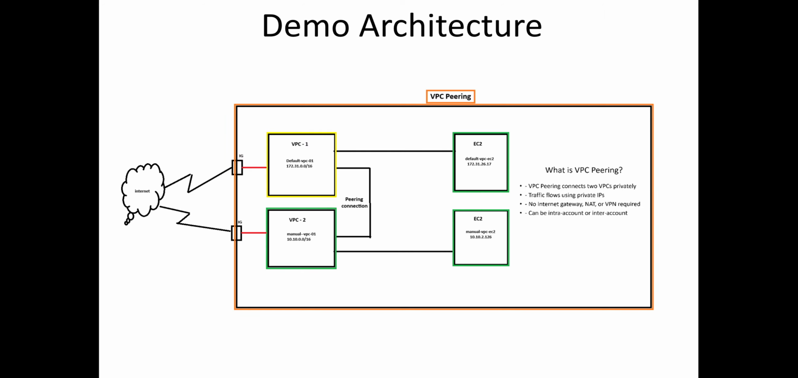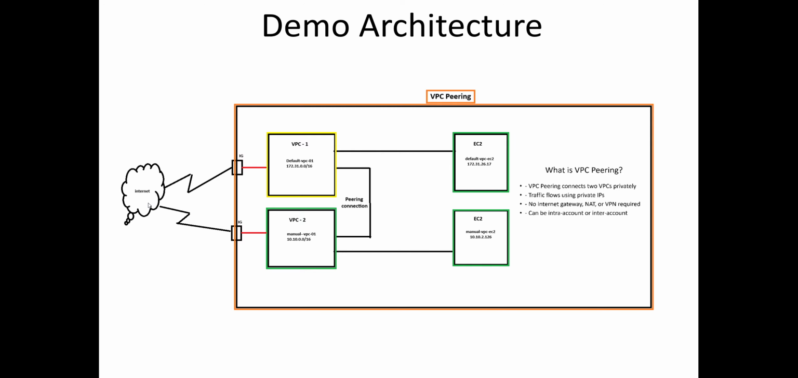This is a demo architecture we are going to build in AWS right now, so stay tuned for that. For the next 10 minutes we are going to create a VPC peering connection, and we are going to successfully ping two of our machines in the VPCs. So this is a demo architecture, and the way it goes is we are going on the internet.